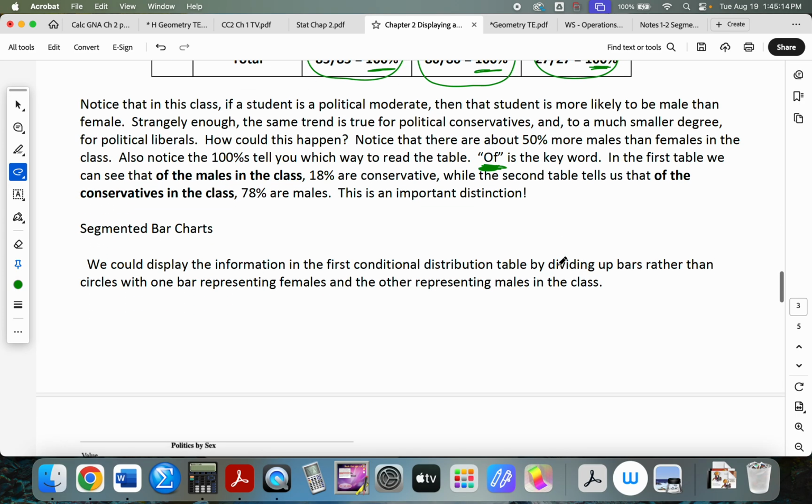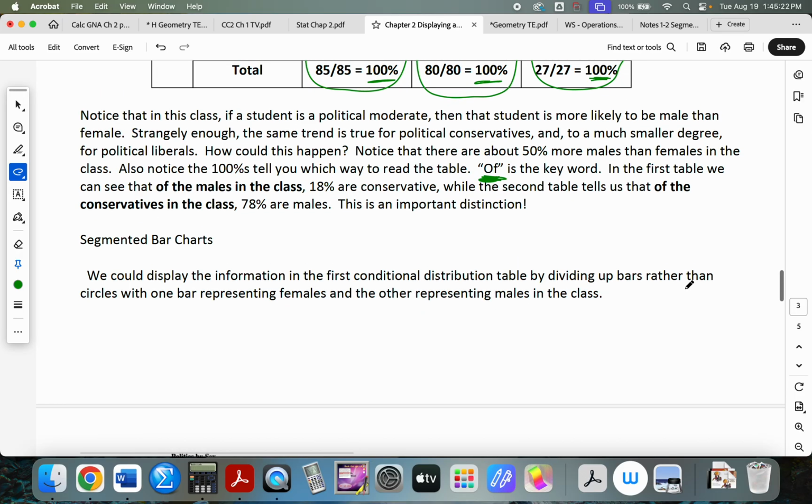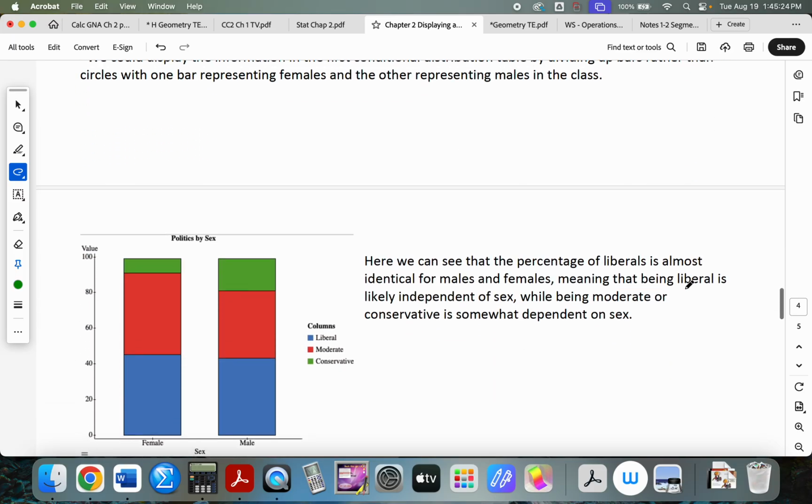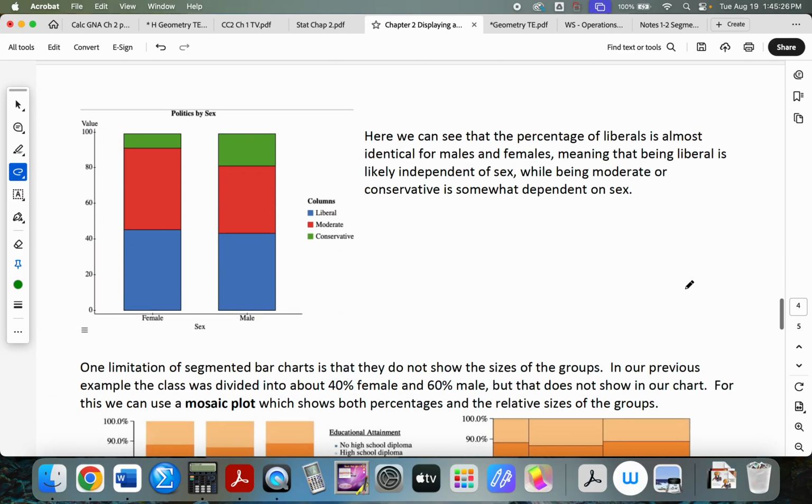So we could display the information in the first conditional distribution table by dividing up bars rather than circles, with one bar representing females and the other representing males. Here's what we're talking about. Turn the page, please.